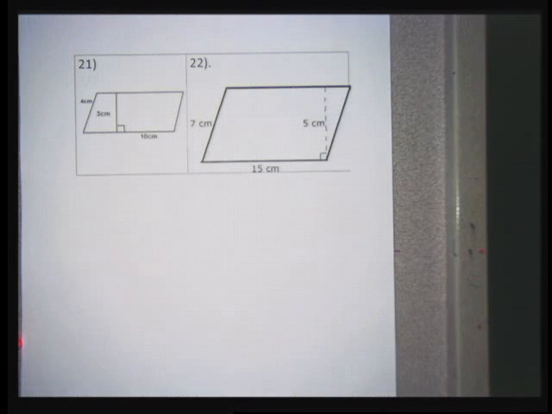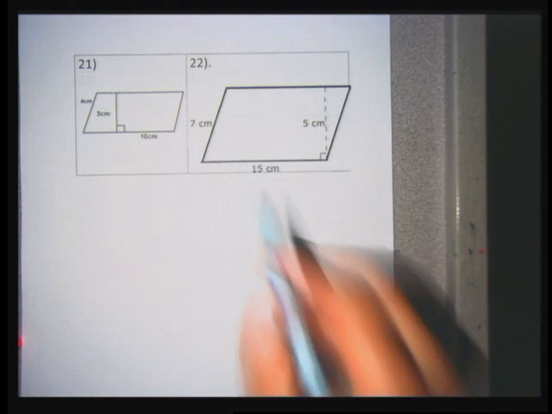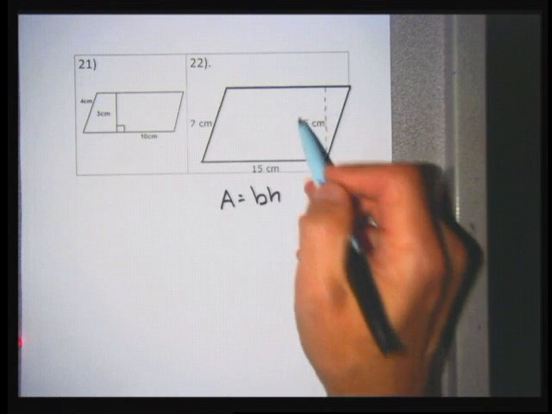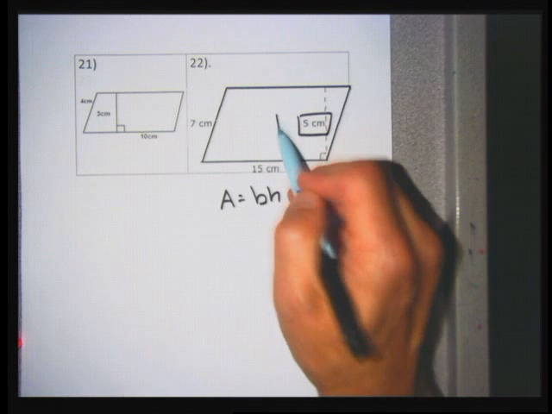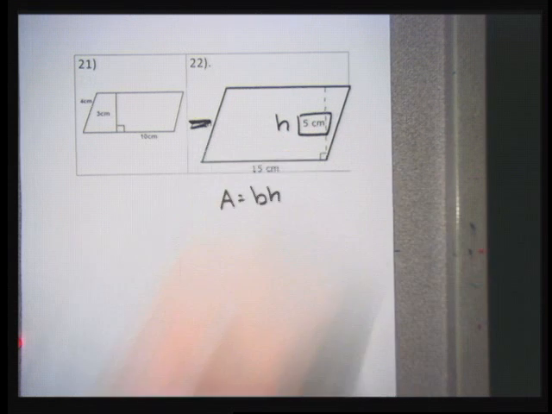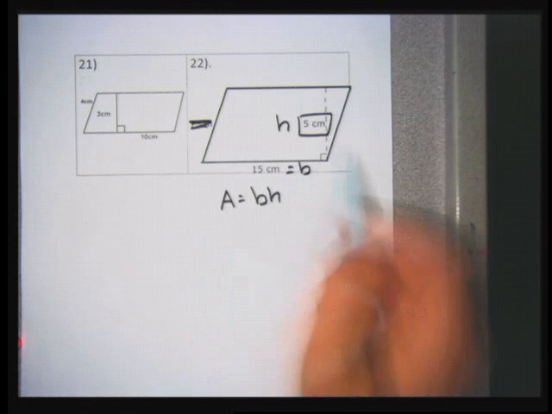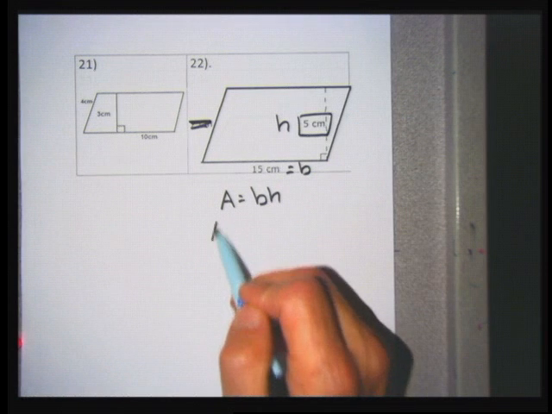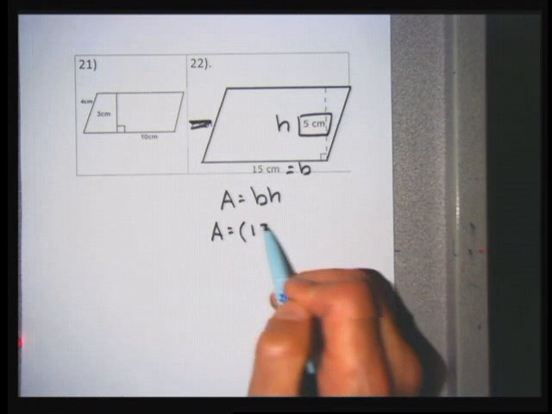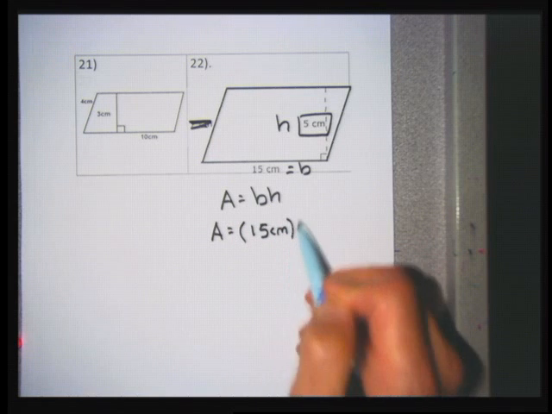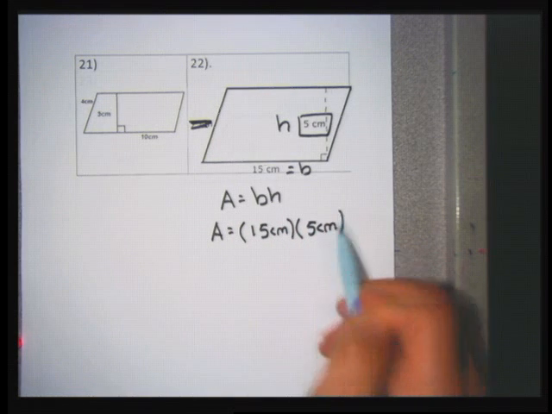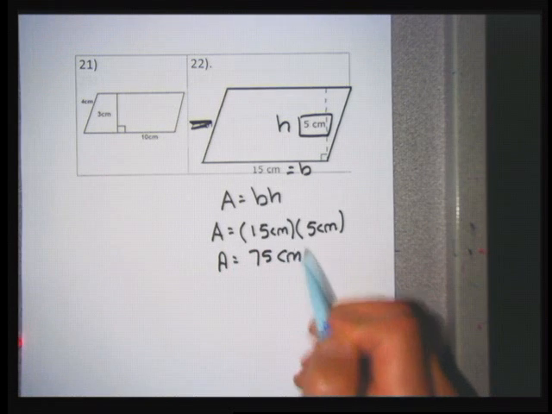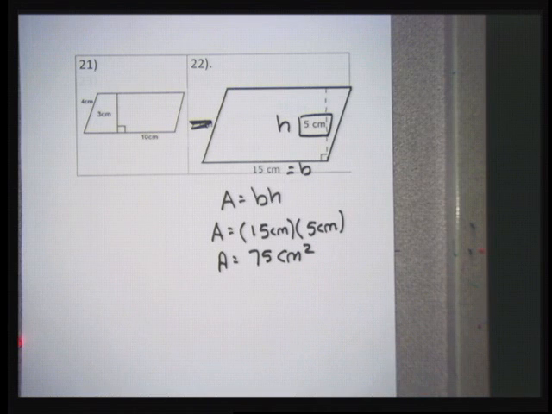22 is a parallelogram. The area formula for the parallelogram is area equals the base times the height. This is the height, and the base is the side that the height connects to, so this is the base. The opposite side, the side that the height doesn't connect to, doesn't come up in my computation. So the area for this is going to be the base of 15 centimeters times the height of 5 centimeters, and then 15 times 5 is 75. Centimeters times centimeters is square centimeters, so my area is going to be 75 square centimeters.